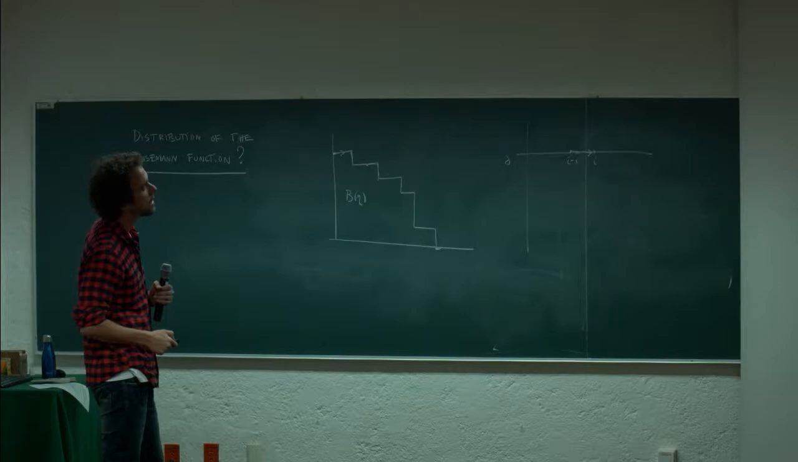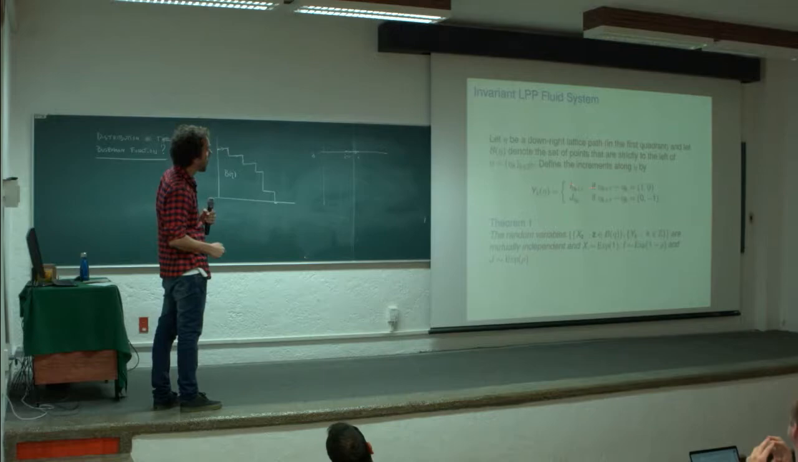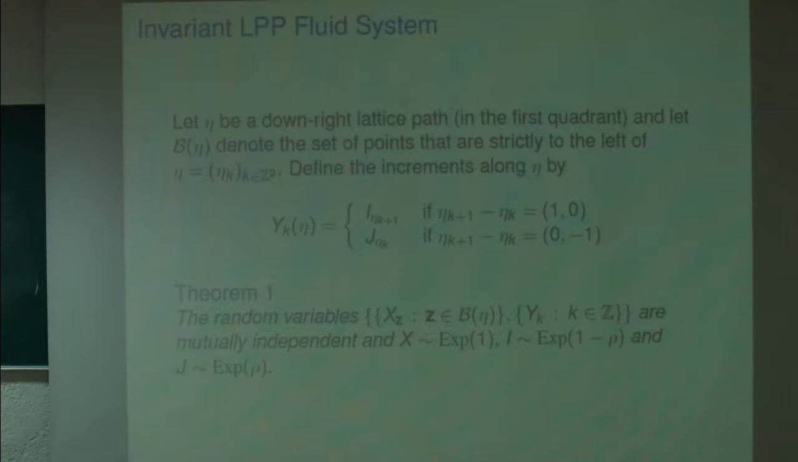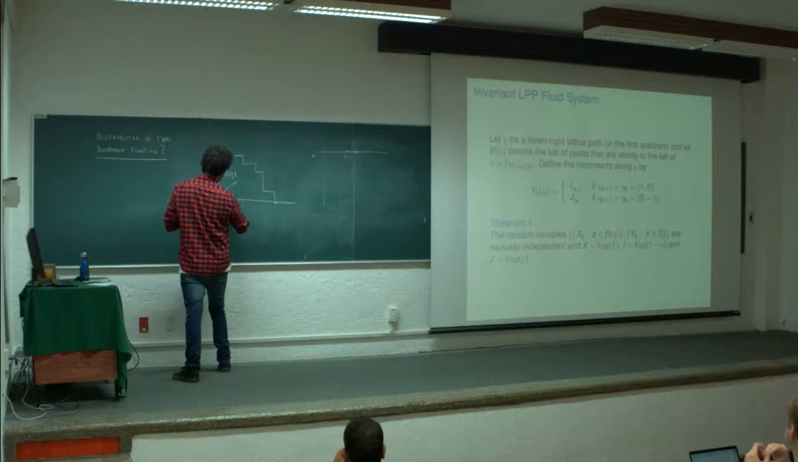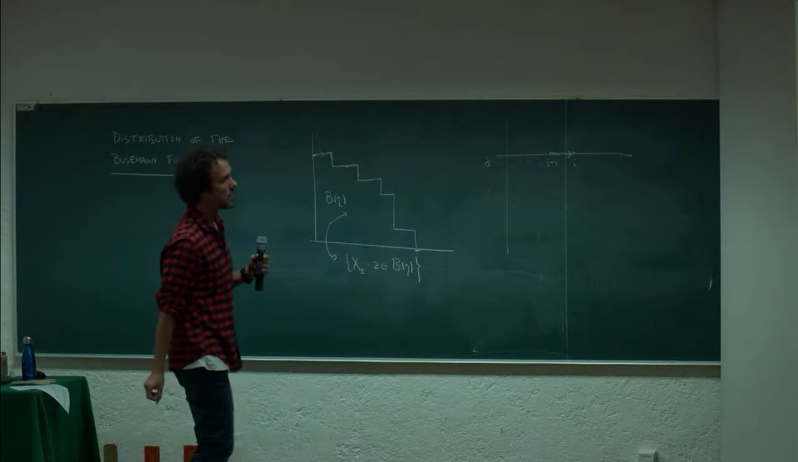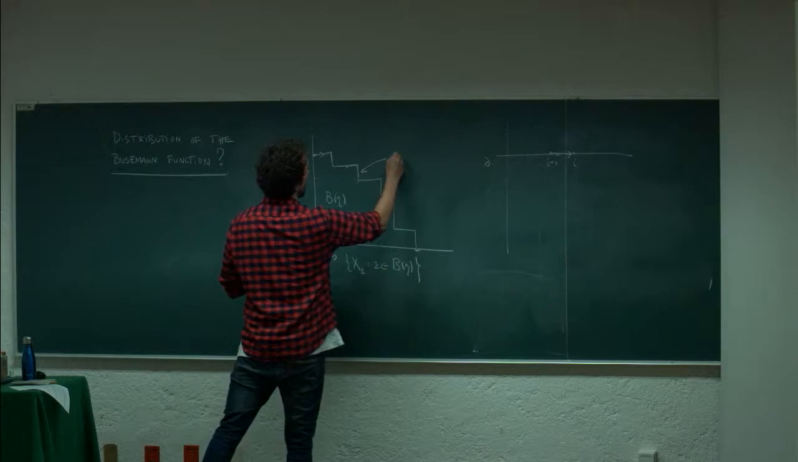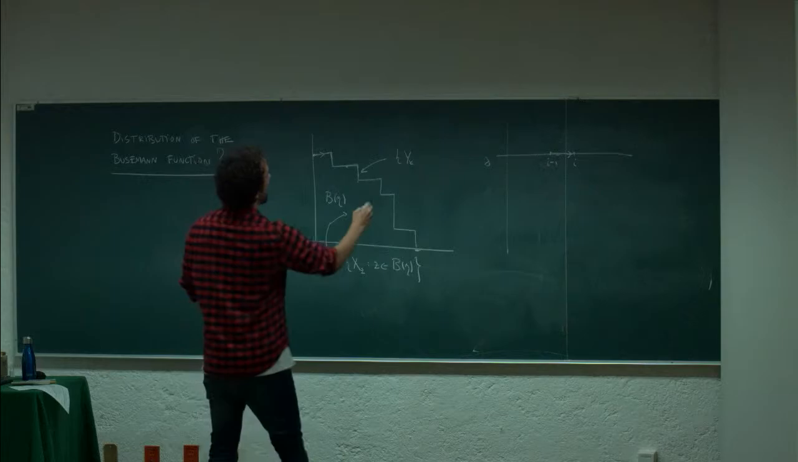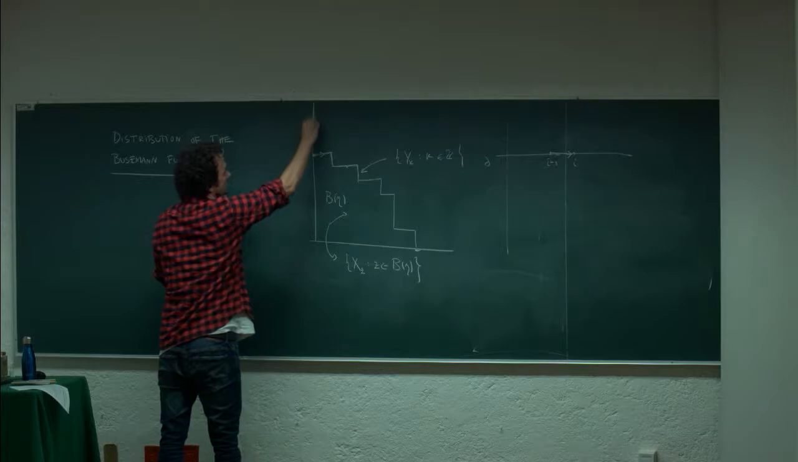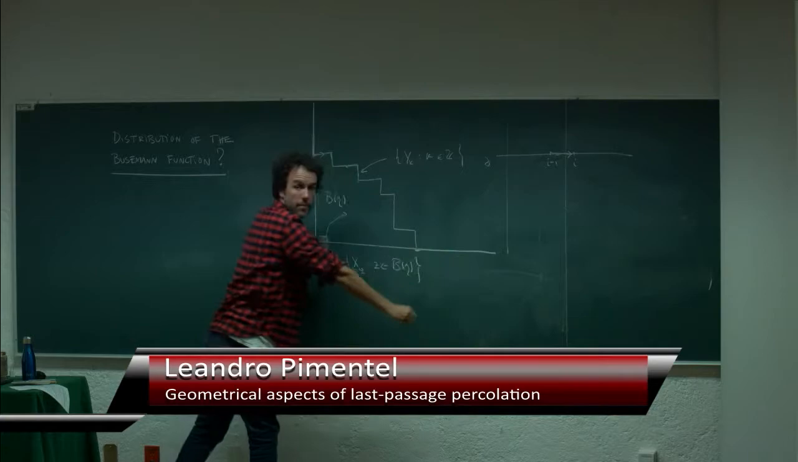So this is what I denote Y_k of eta. I take I if the step is to the right, and I take J if the step is down. Then I have these collections here. So I will have here in the bulk the collection X_z, and then along this boundary I will have the collection Y_k. You can think of eta as a finite path, but you can just extend this eta. Suppose eta starts from here, goes like this, and then just goes like that.